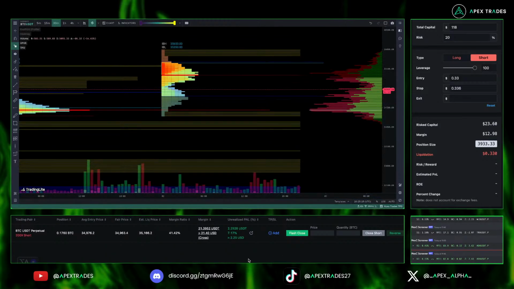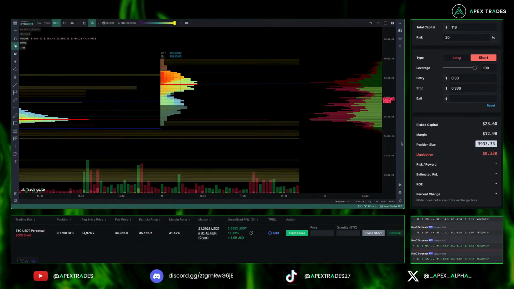How are we looking on our numbers? Still only $2. It's not a lot really, is it? We're not doing too great. Need price to continue down really.